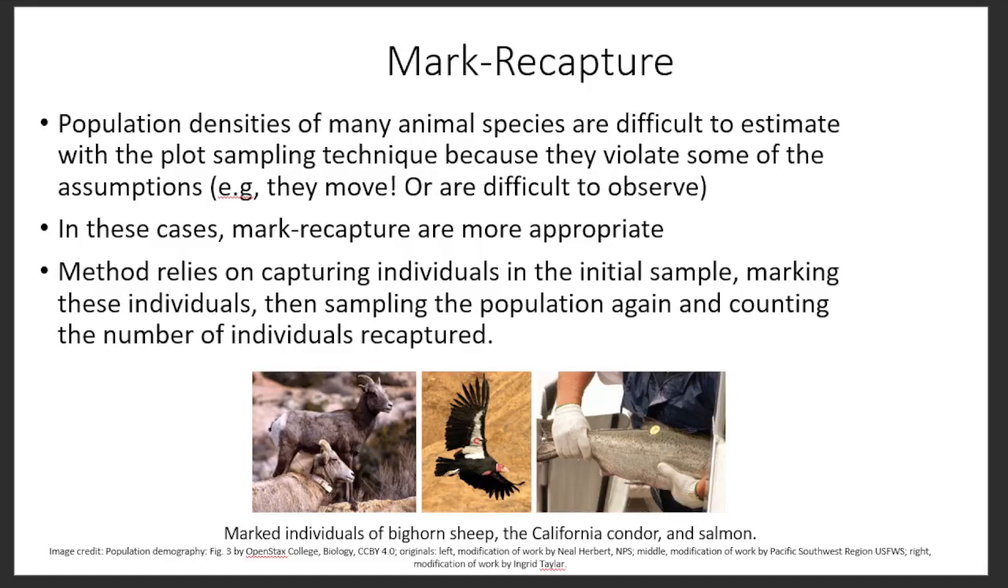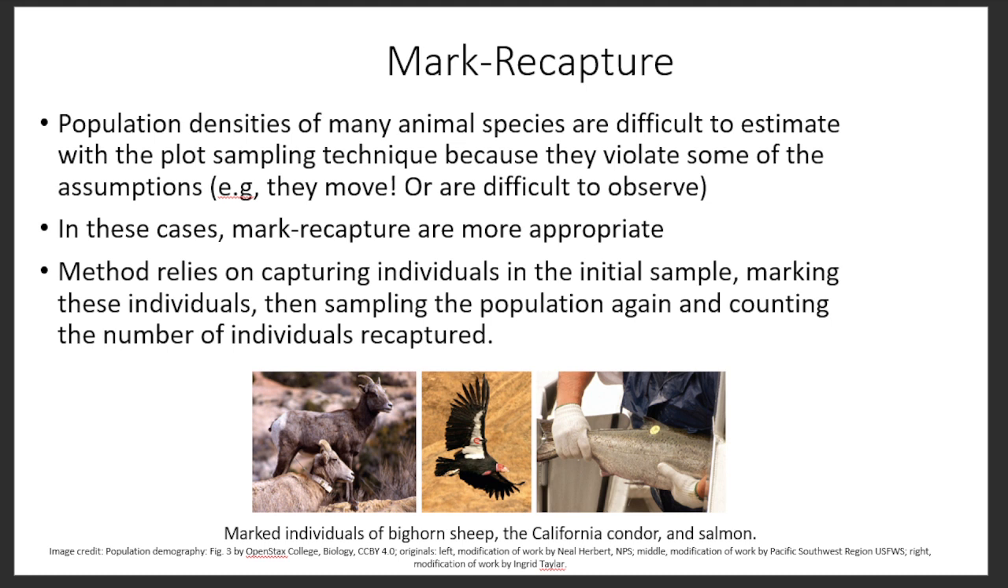So then we move on to mark and recapture. Mark and recapture is used because often plot sampling techniques are hard to do, sometimes because animals violate the rules. So they move, they're difficult to observe. So mark and recapture would be more appropriate in these situations.